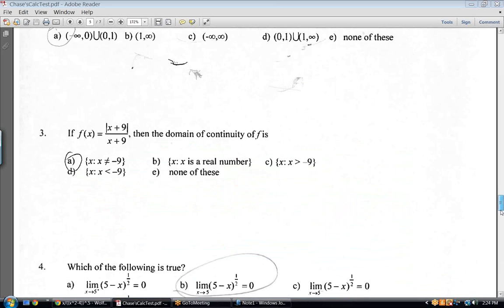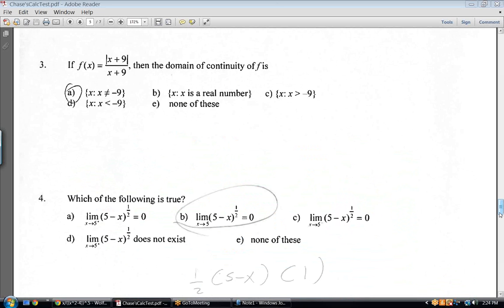Okay. This one. There's only one number that x can't be, minus 9. Everything else makes it continuous. So A looks right.